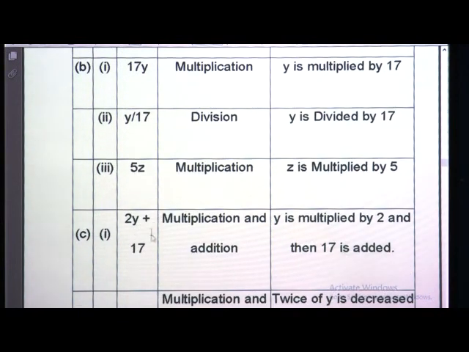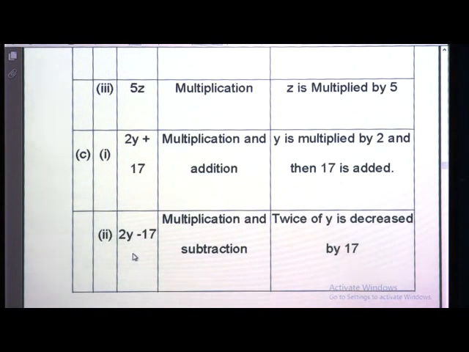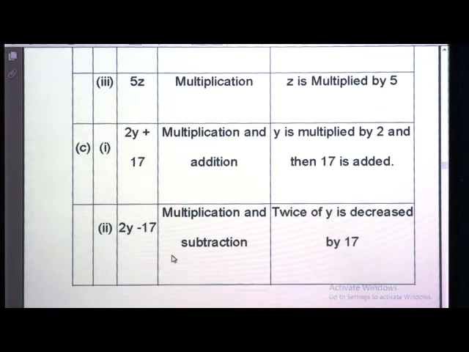Then we have 2y plus 17. So, we can first do this 2y, it has multiplication and then it has addition. So, multiplication and addition are the operations. So, y is multiplied by 2 and then 17 is added. Next example, 2y minus 17. 2y, we have the multiplication and then subtraction. So, y is multiplied by 2 and then 17 is subtracted from the product. This way we can do.